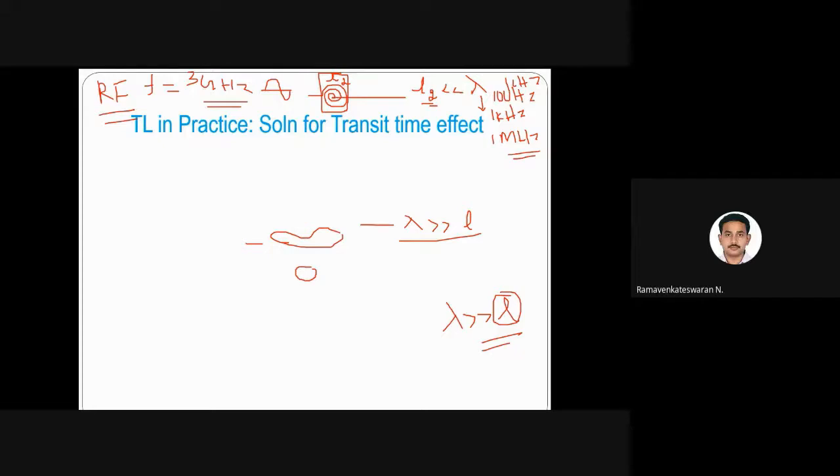We can take this small break for you to analyze what is happening to the wavelength and the physical length. There are two quantities, the wavelength and the physical length. You keep thinking about it. I'll come back within 2 minutes.